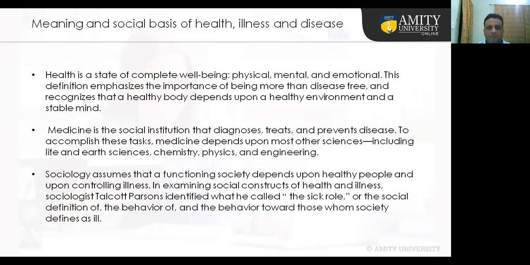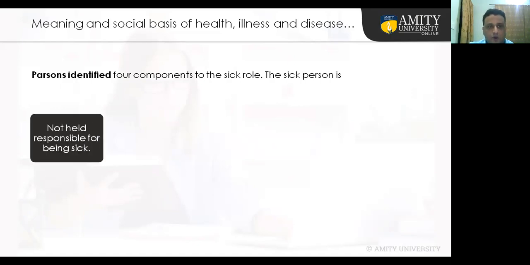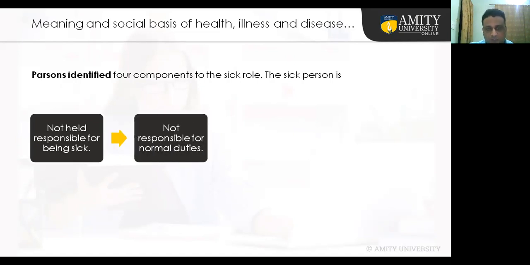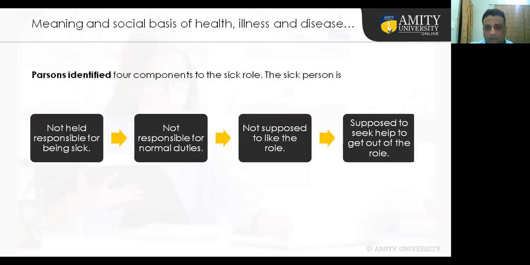American sociologist Talcott Parsons identified what he called the sick role, or the social definition of the behavior of, and the behavior towards, those whom society defines as ill. Parsons identified four components to the sick role. The sick person is not held responsible for being sick, not responsible for normal duties, not supposed to like the role, and supposed to seek help to get out of the role.